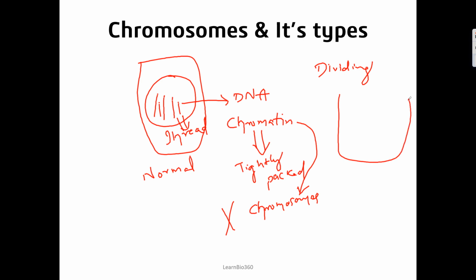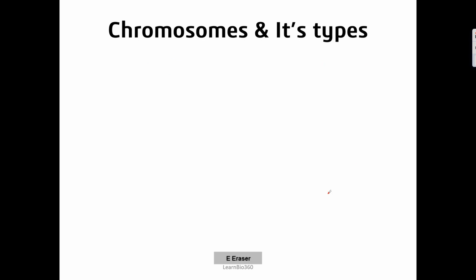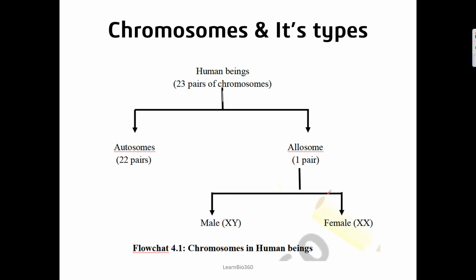So if you take a dividing cell, it has thick X-shaped structures. These thick X-shaped structures are called chromosomes. Human beings have 23 pairs of chromosomes, which means 46 chromosomes in total. Out of these 23 pairs, 22 pairs are called autosomes.